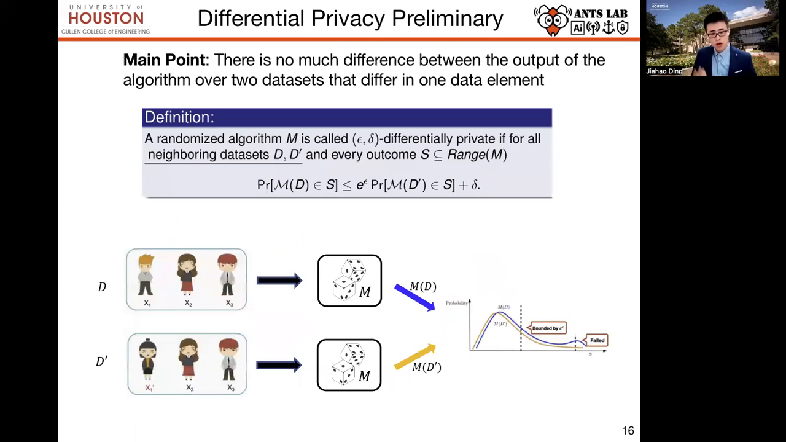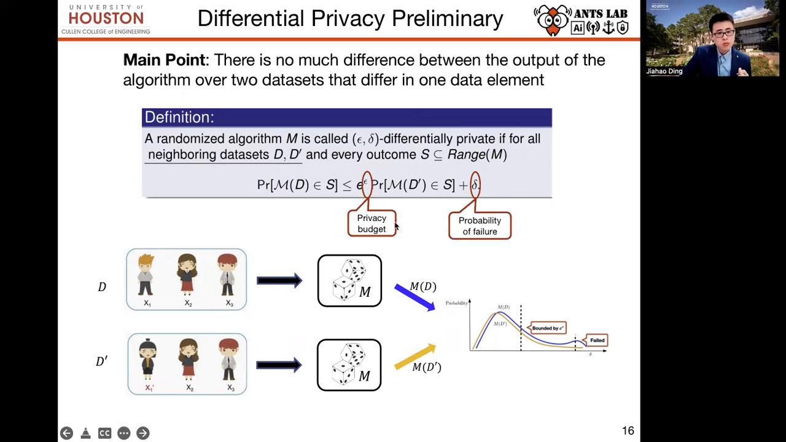So we consider differential privacy. Differential privacy provides a privacy standard for data privacy, which guarantees that there's not much difference between the output of algorithms over two data sets that differ in one data element. So mathematically, this is the definition. A randomized algorithm is called epsilon-delta differentially private if for all neighboring data sets D and D prime, we have the following inequality here. And epsilon here is a privacy budget and delta is a probability of failure.